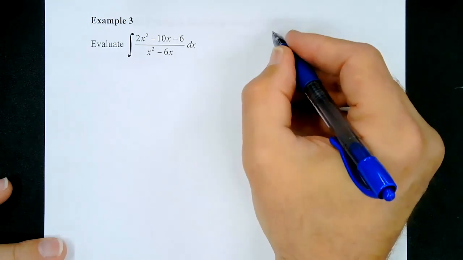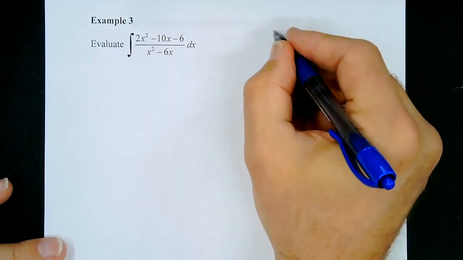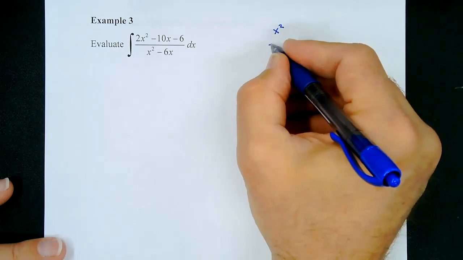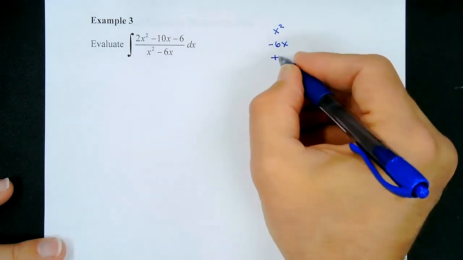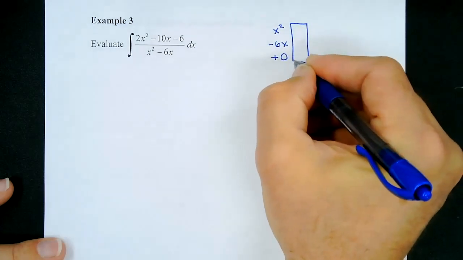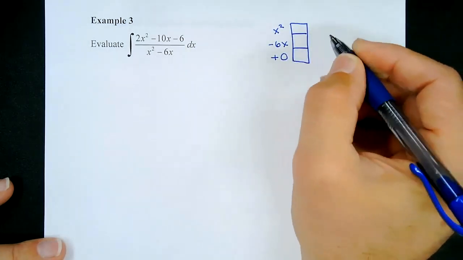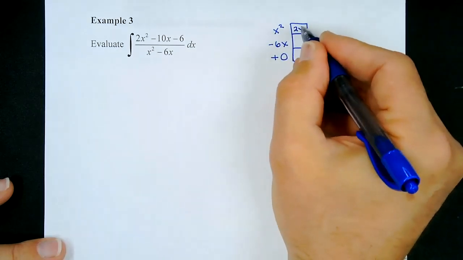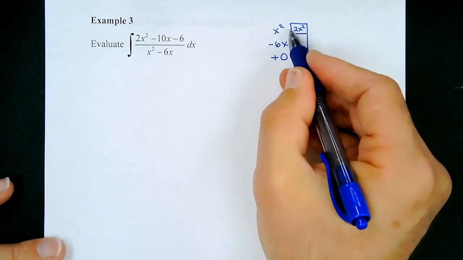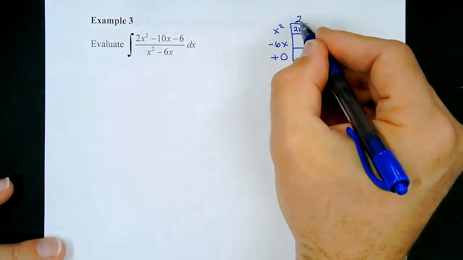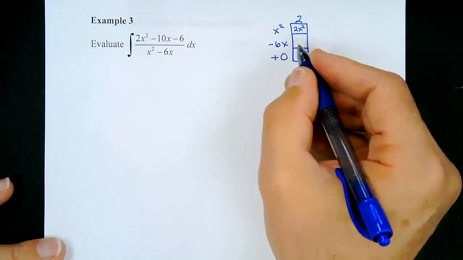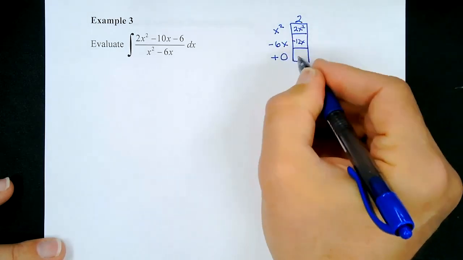So we are going to divide, and I like to put what I'm dividing by on the side. So we have x squared minus 6x plus 0. And I'm going to do my first column here. We're going to have 3 entries here. Now this needs to be 2x squared, because I have 2x squared here. So you ask yourself, what x squared times what will give you the 2x squared? And it would be 2. And since this is 2 and this is negative 6x, this area makes negative 12x. And then 2 times 0 is 0.